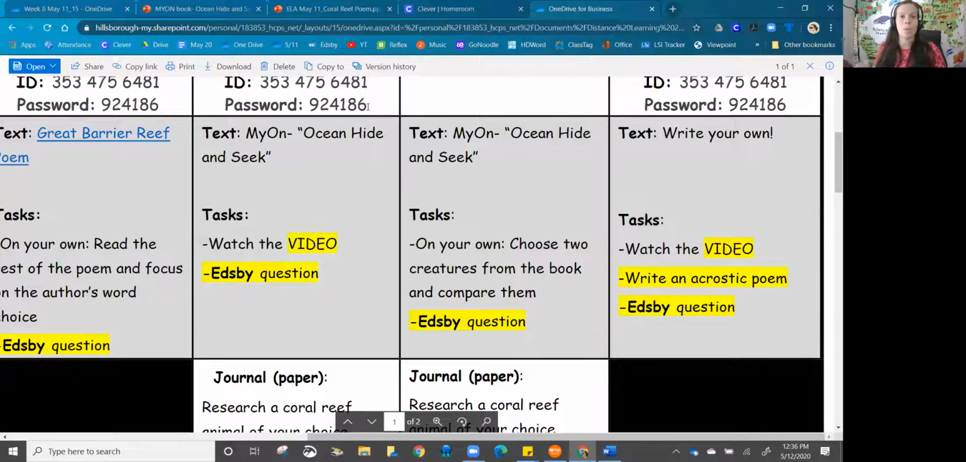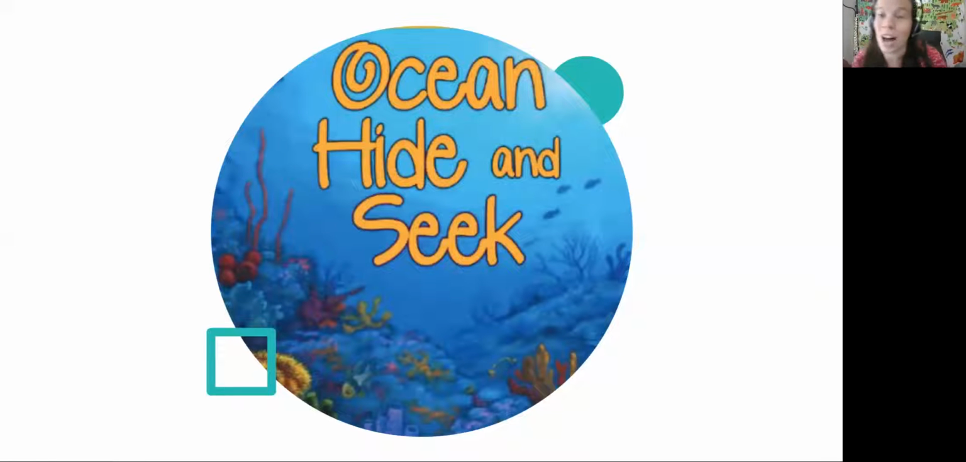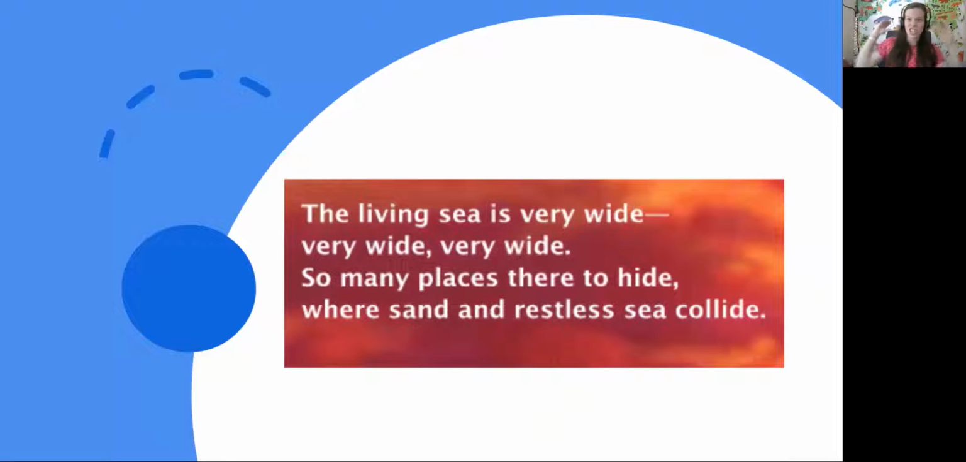So let's go into the book. I'm not going to pull it up on MyOn yet because I have it set up a cool way. Hold on. All right. This is what the cover of the book looks like. Ocean, Hide and Seek on MyOn. So, are you ready? We pulled the text, just the stanza. This is the first stanza, so that you could practice visualizing it in your brain and think about what it is that you would see, and then I'll show you the picture. The living sea is very wide, very wide, very wide. So many places there to hide, where sand and restless sea collide.